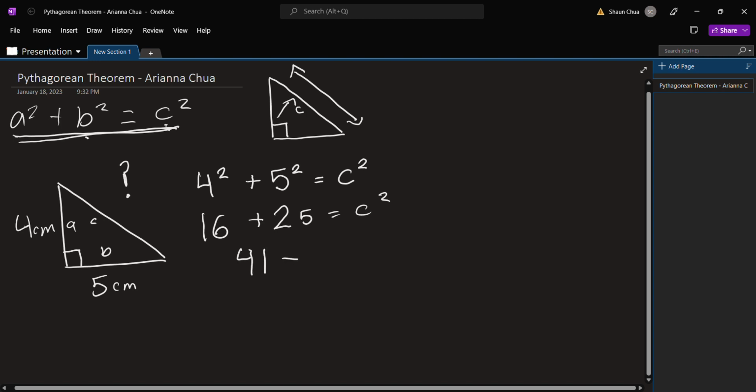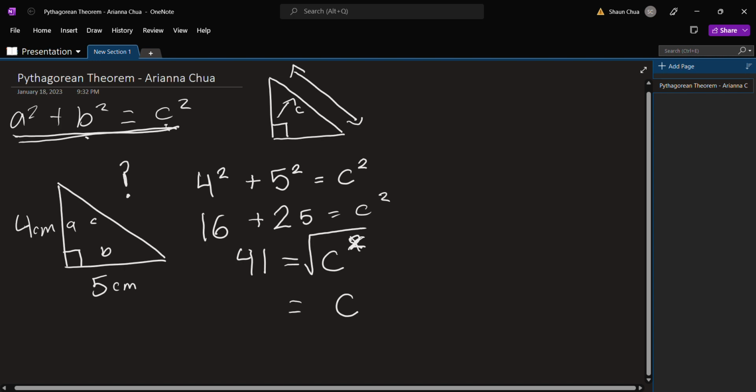Now, this isn't where we stop. We still have a little bit more to go. What we need to do is get rid of this exponent 2. We need to isolate c to get the true value of our hypotenuse. The way we can do that is to square root our c squared value, leaving us with c.